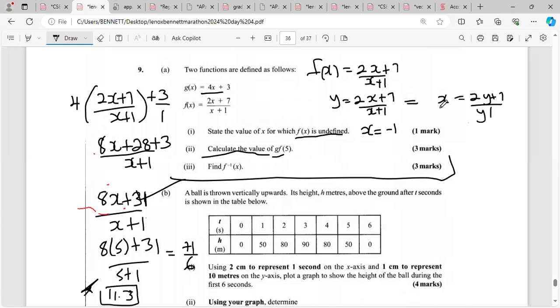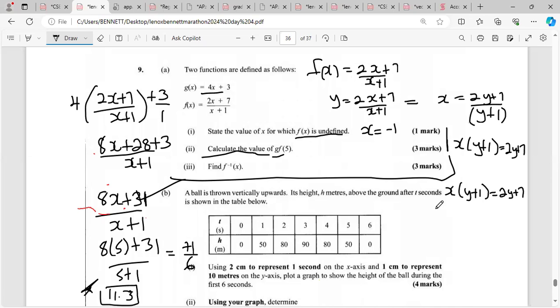So what we're going to do now, we want to solve for y, because we want to make y the subject. So you see this y plus 1, we're going to multiply by this throughout. So it's going to be x times y plus 1 equal to 2y plus 7.